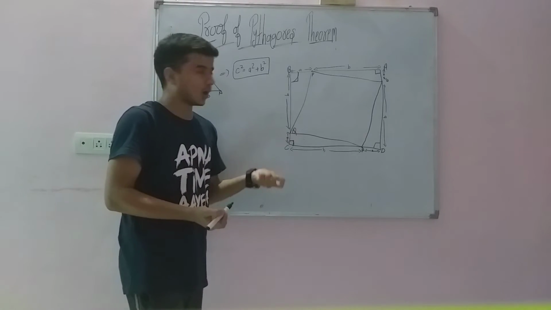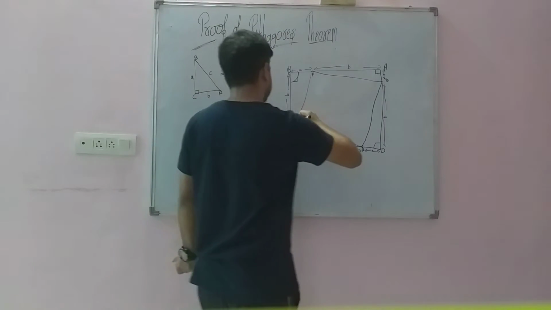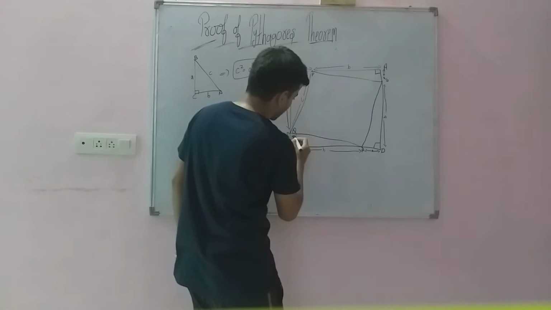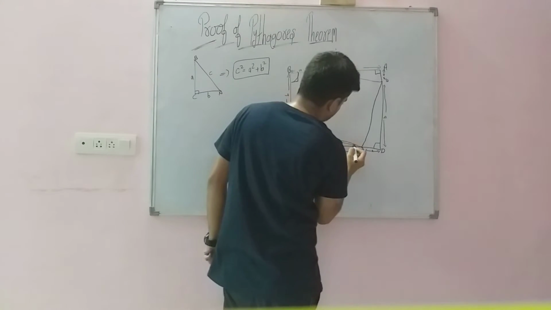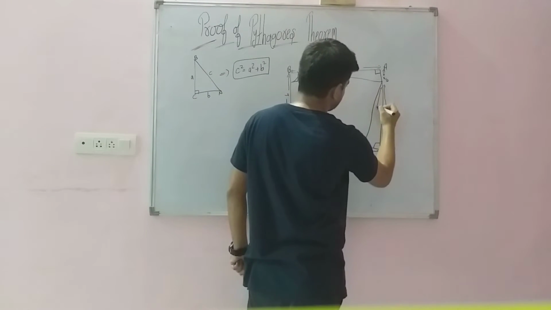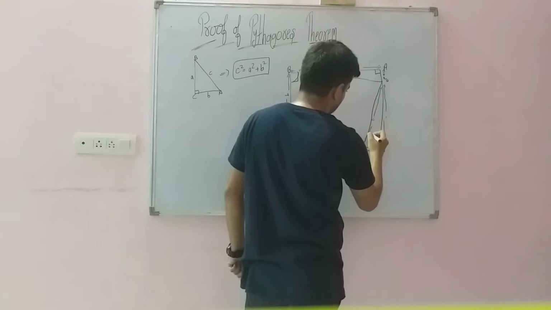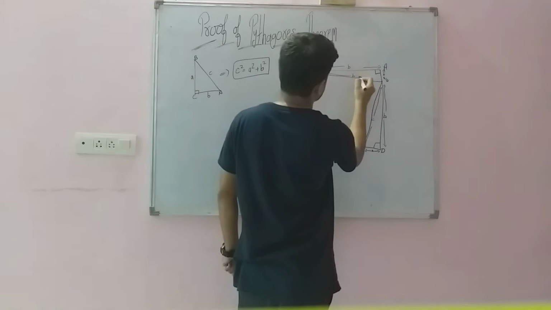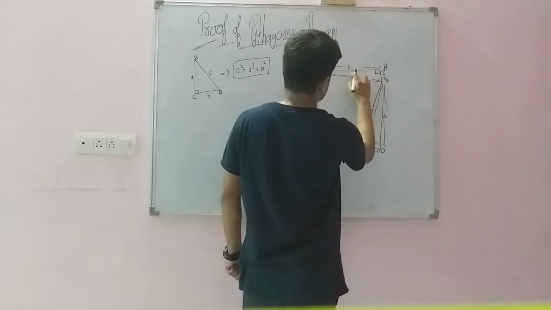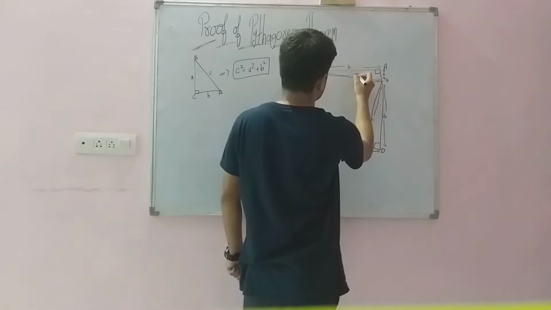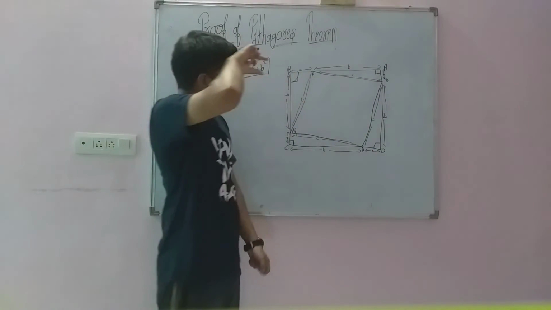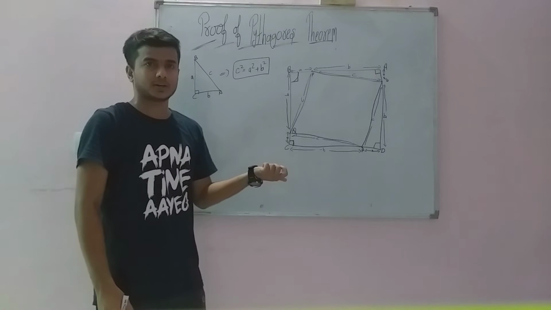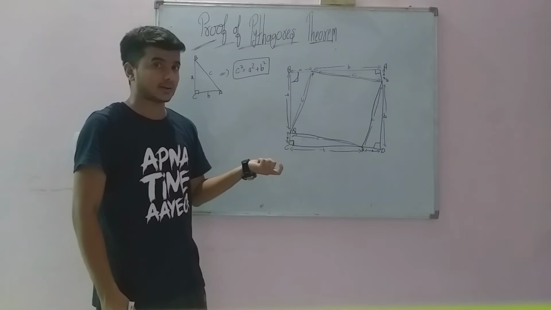due to which if we take this side as C, then this side also becomes C, this side also becomes C, and this side also becomes C. So PQRS is a quadrilateral where all sides are equal. So what is PQRS? Is it a square?